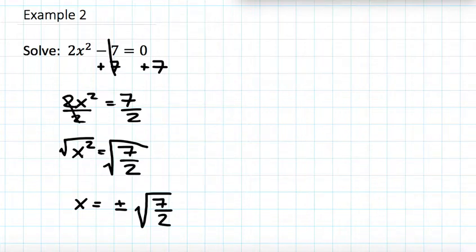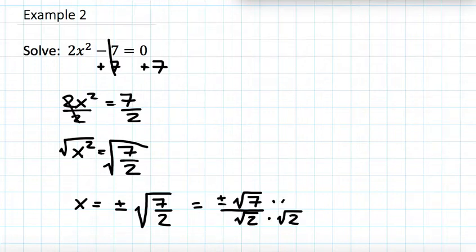Now what we're going to use here is what we talked about in section 7.5, rationalizing a denominator. Because if I write this as separate square roots on the top and bottom, then I see that I have a square root in the denominator, and MyMathLab doesn't like that. So I need to rationalize the denominator here in order for my answer in MyMathLab to be marked correct. Remember, you're multiplying top and bottom by whatever square root is in the denominator. In this case, the denominator is square root of 2. So I'm going to multiply top and bottom by square root of 2.